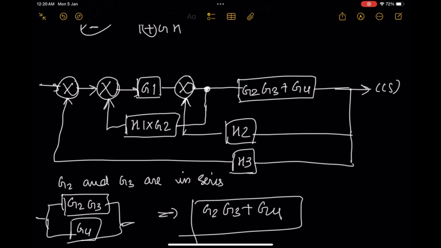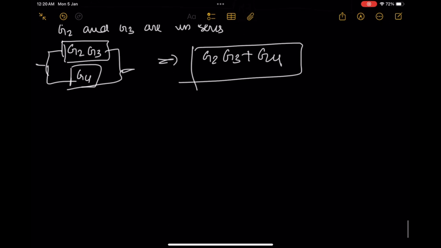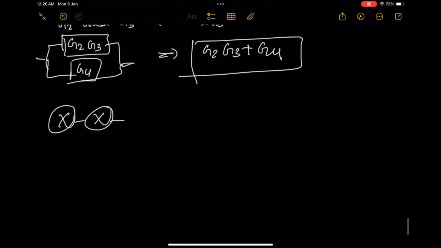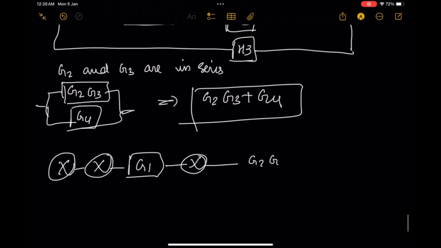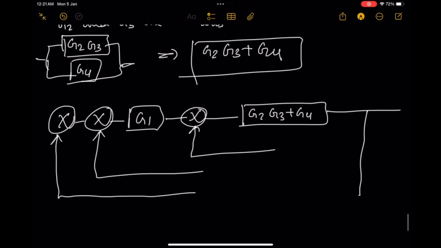I'm going to change the takeoff point. So it will look like this, I'm going to write it. There will be two outermost loops, then we have G1 in between, and we have another loop. Then we have G2, G3 plus G4, and from the outside we have three loops, right? So this is how it's going to look. Now we'll write them one by one.